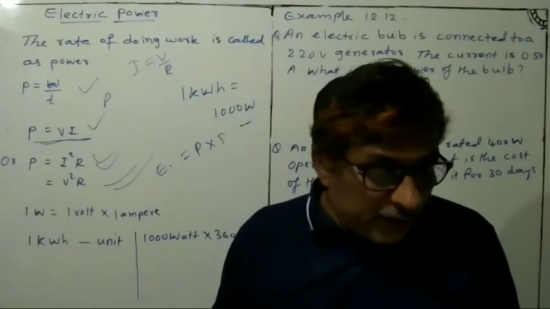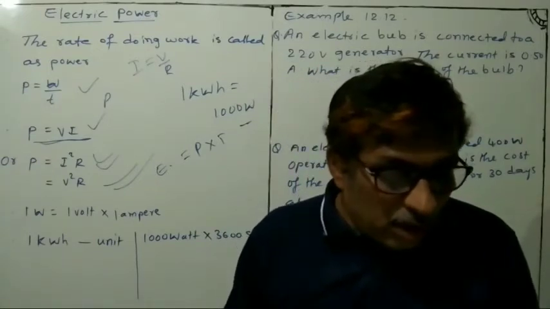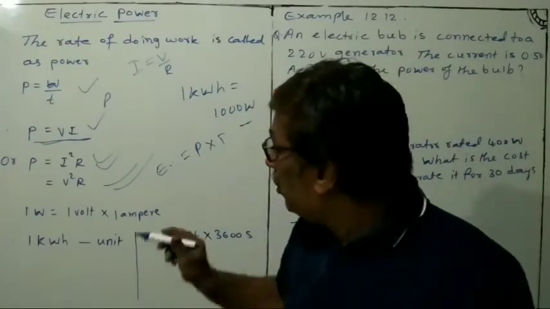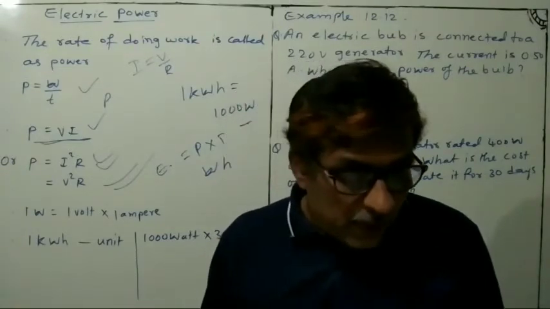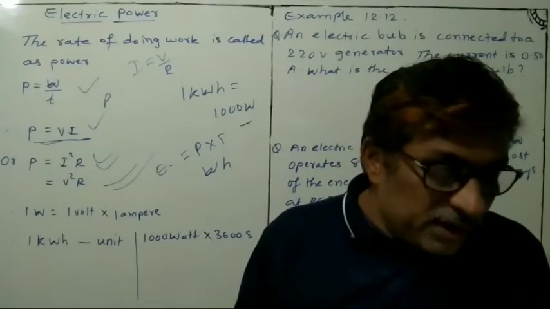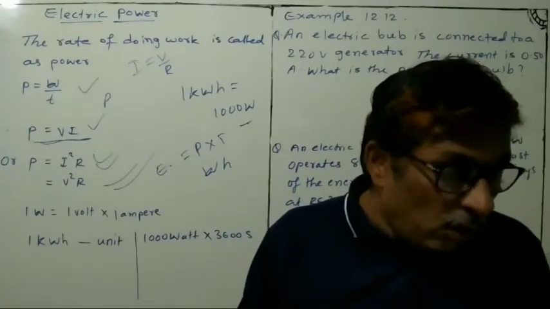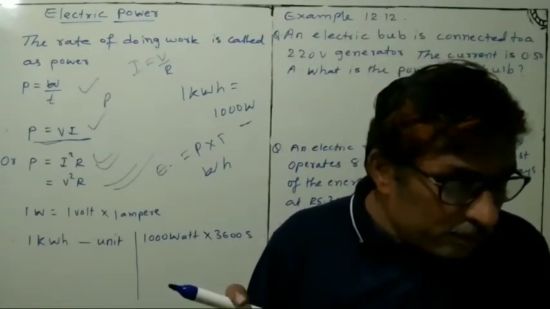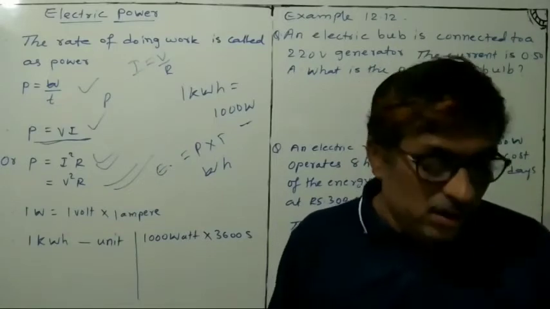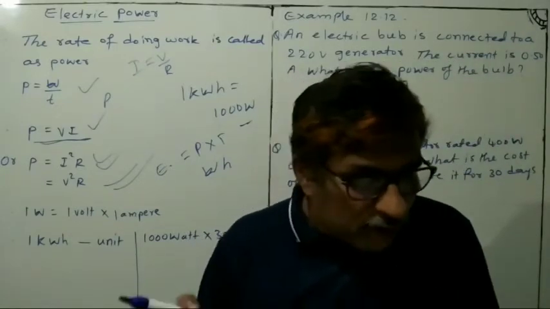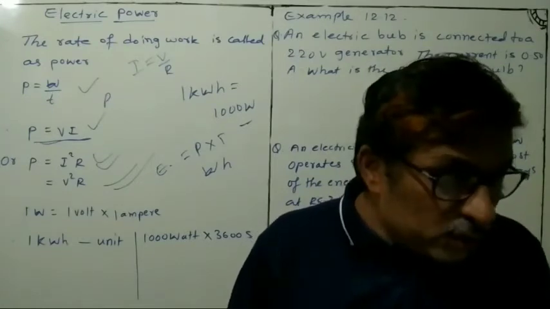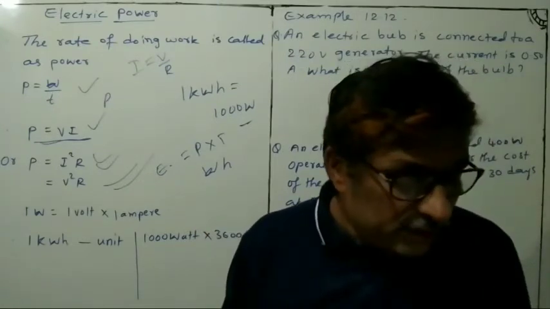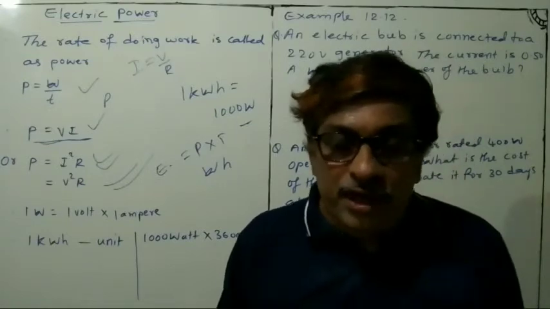The unit of electrical energy is therefore watt hour, Wh. So 1 watt hour is the energy consumed when 1 watt of power is used for an hour. Okay. What is the idea now?